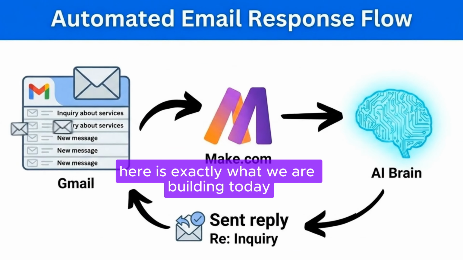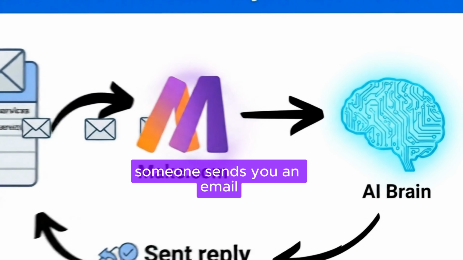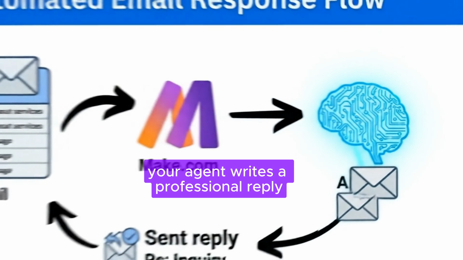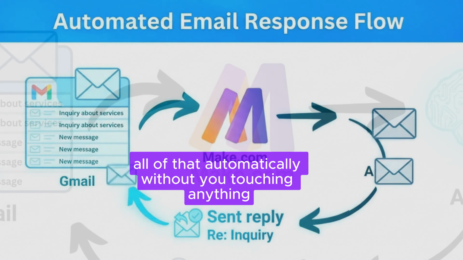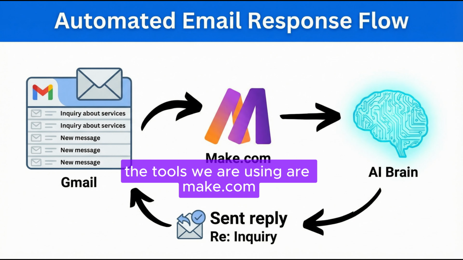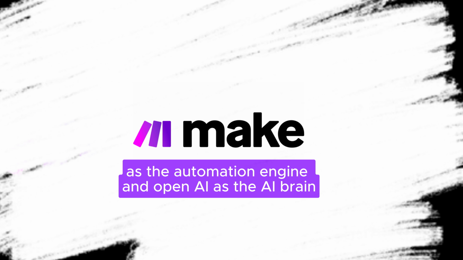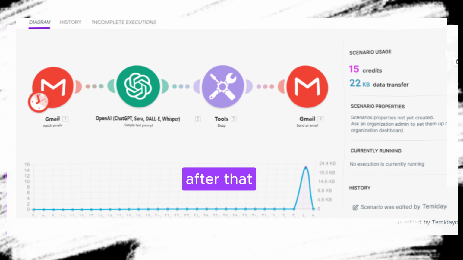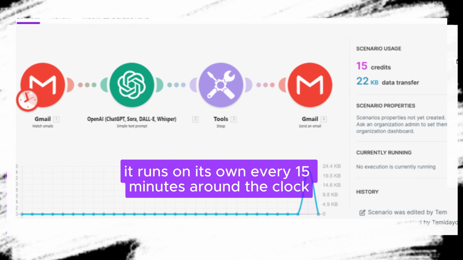Here is exactly what we are building today. Someone sends an email, your agent reads it, your agent writes a professional reply, your agent sends it, all of that automatically without you touching anything. The tools we are using are make.com as the automation engine and OpenAI as the AI brain. Both have completely free tiers. You do not need a credit card to get started. The whole setup takes about 30 minutes. After that, it runs on its own every 15 minutes around the clock.